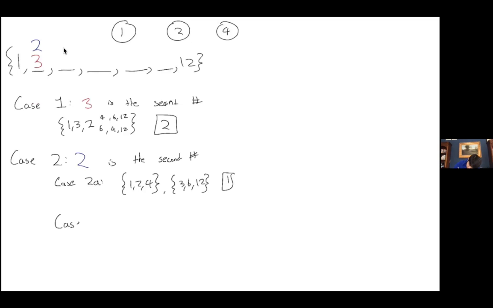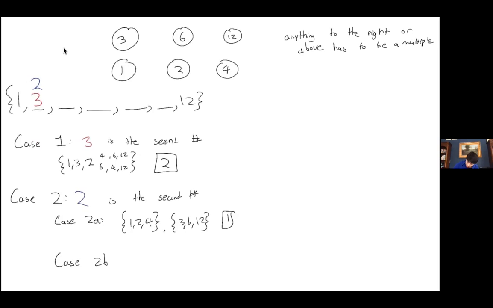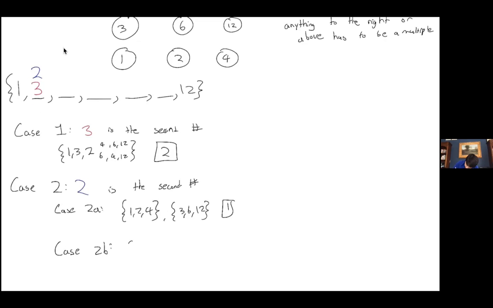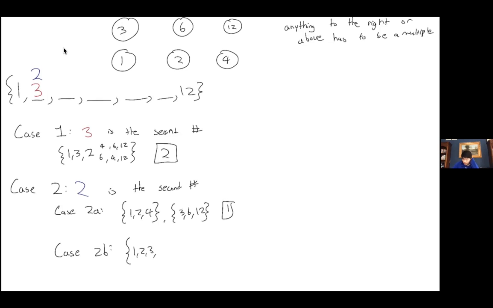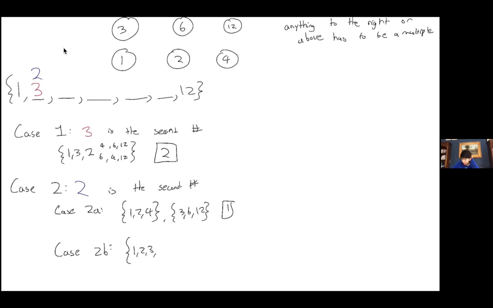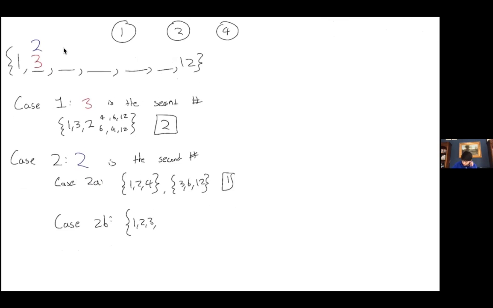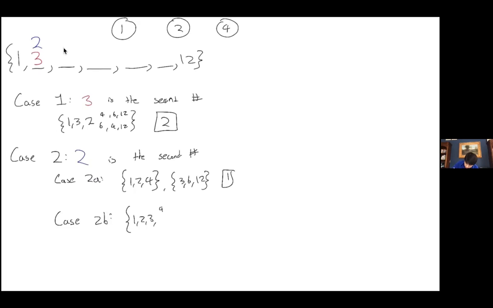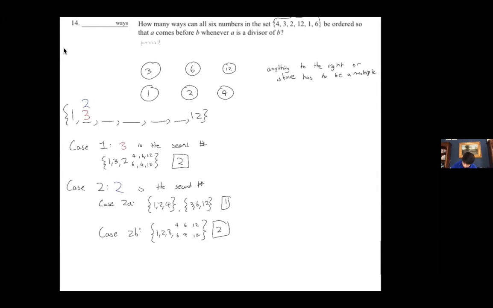And then case 2B is what if 3 is the third number? In that case, if 3 is the third number, then we have some choices. We're left with 4, 6, and 12 to plug back into the sequence. It's very similar to case 1. We can either put 4 or 6, and then we put the other one and we end with 12. And so there are 2 more solutions here. And so adding it up, there are 2 plus 1 plus 2 equals 5 solutions.